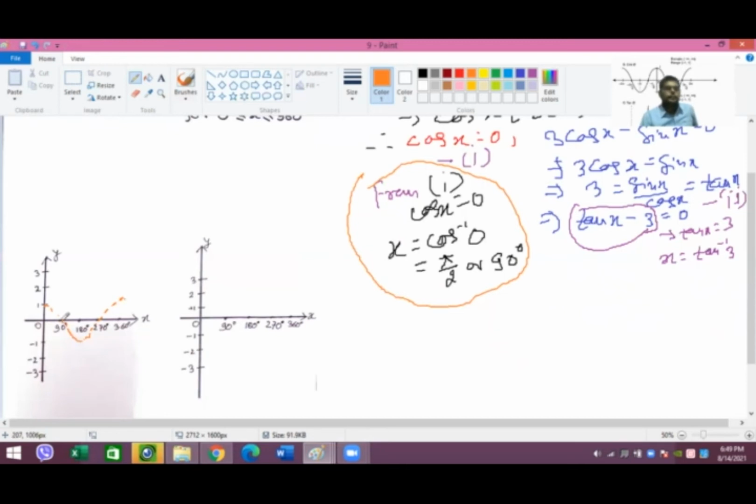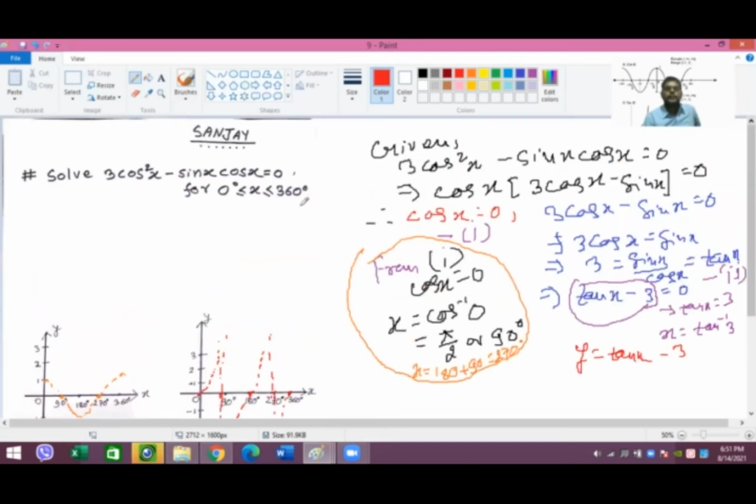So we have seen that the principal value for x is 90 degrees for cos x equals 0. Another value where it is 0 occurs at 270 degrees. So another answer is x equals 270 degrees, or you can say 180 plus 90 degrees equals 270 degrees. In this way, you note down the values of x by using cos x equals 0. We cannot go beyond 360 degrees because the domain is fixed to be up to 360 degrees only.